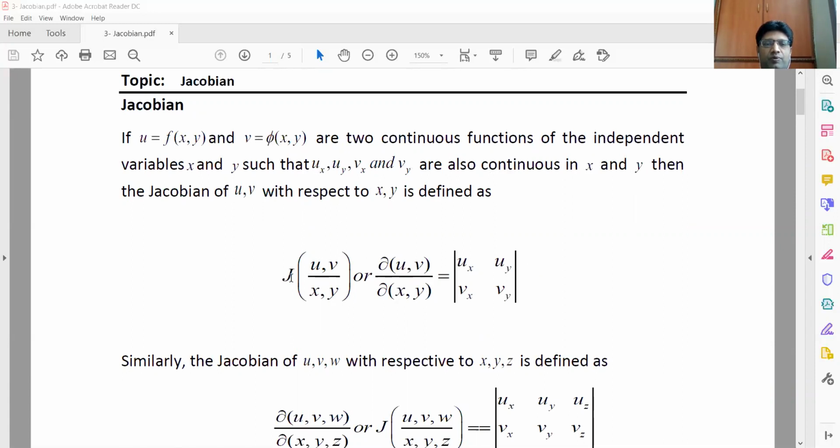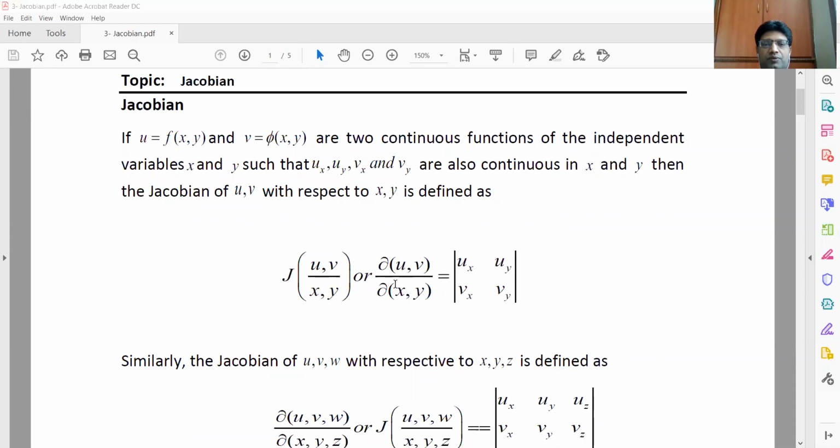So symbolically we will write J, capital J. In brackets we will write u comma v, and at the bottom we will write x comma y. Or this notation also we will write, partial of u comma v by partial of x comma y.